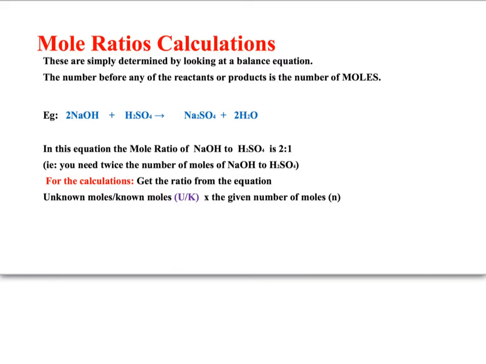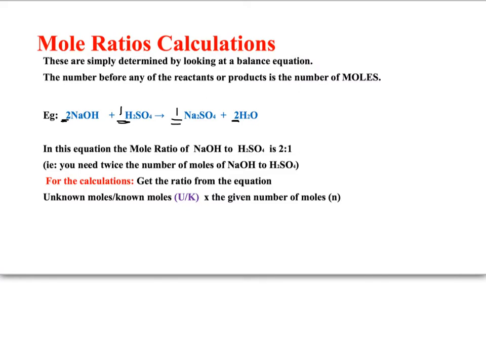Okay, to start with, we will just get some practice at doing mole ratio calculations. As I said, we did touch on this doing titrations. So you simply look at the balanced equation, and these numbers before anything in a balanced equation are indicating the number of moles, and from that we can determine a mole ratio. If there's no number, then we're assuming there's 1 mole.